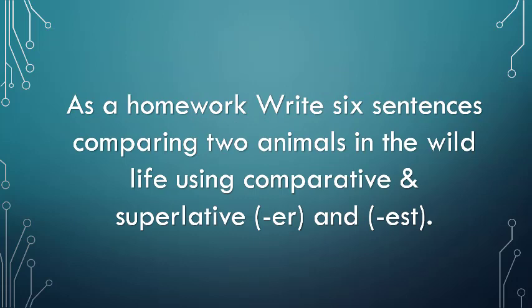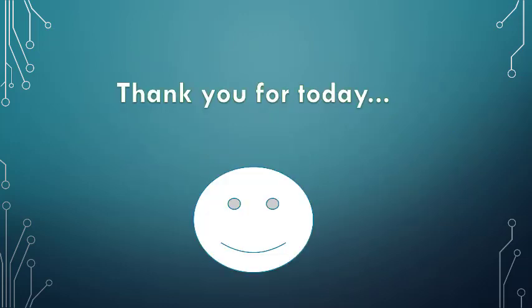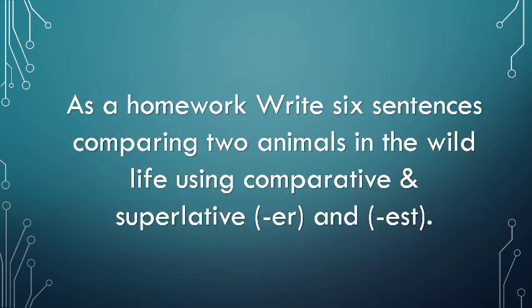Now, as a homework, you will have 2 questions. Question number 1 is you have to write 6 sentences comparing 2 animals in the wildlife using comparative and superlative, ER, more, and EST, most, using the 4 rules we took. Question number 2 is you have many pets at home and you need to take care of all of them at the same time. What can you do? And how can a robot help you? These 2 questions are homework.